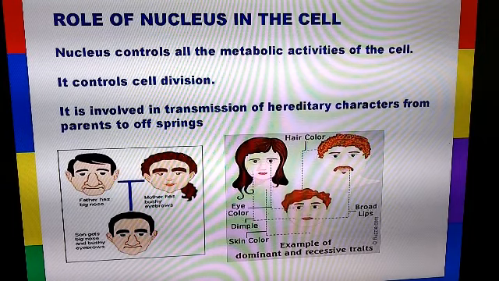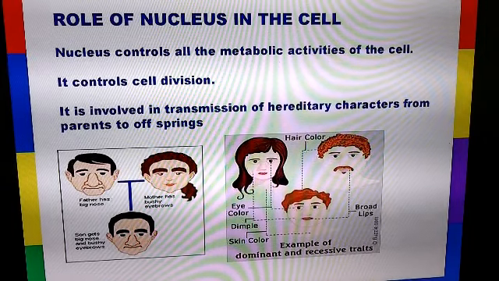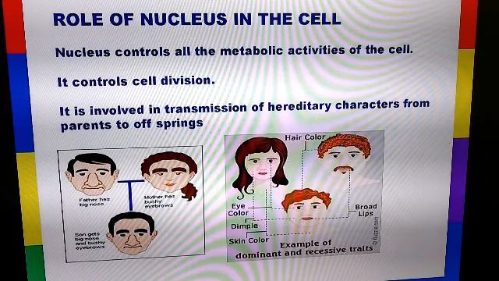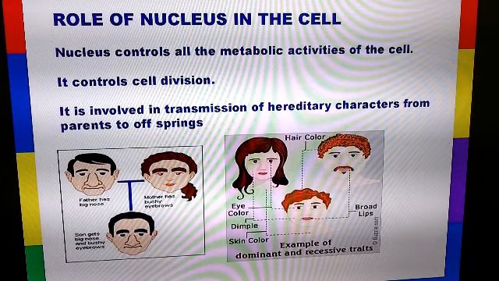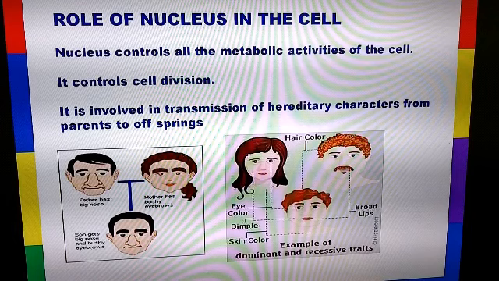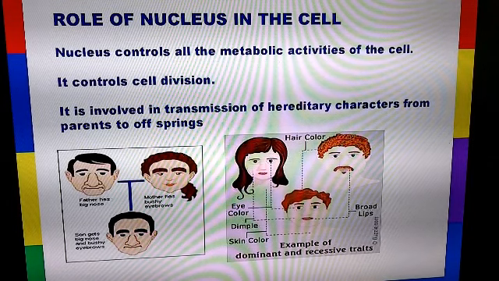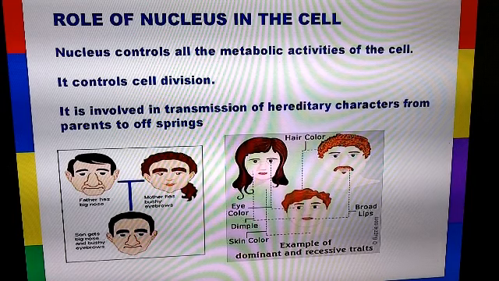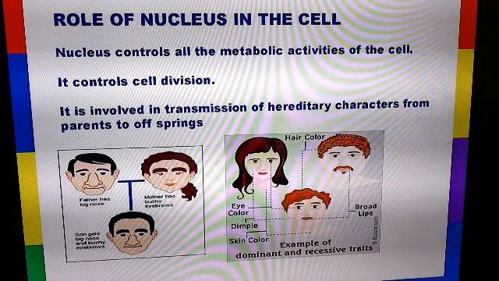It controls cell division. The nucleus is responsible for transmission of hereditary characters from parents to the offspring. Characters means traits. Certain features, certain traits are passed from one generation to another generation, that is, from parents to the offspring. So let us study this with the help of the flashcard.